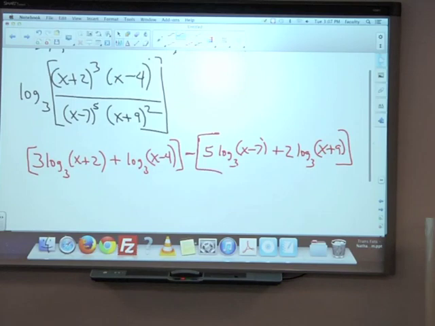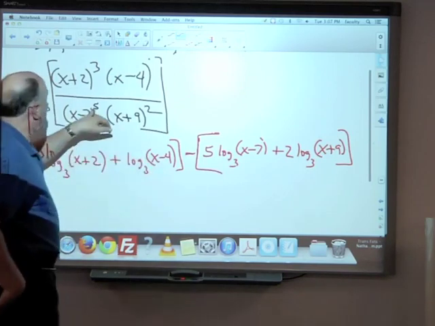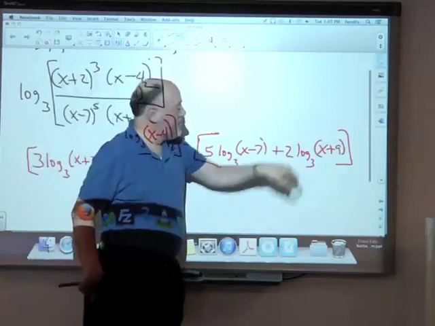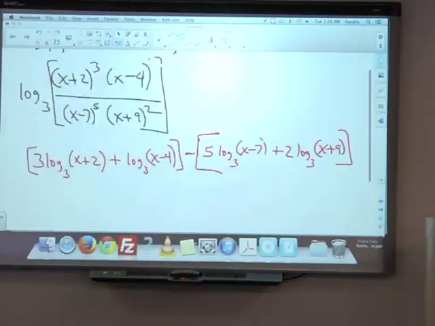Just like in my bottom terms. I had a 5 on that one and a 2 on that one. That's why there's 5 out front here, and a 2 out front there. So if it was x plus 2 to the y minus 3 power, then you would have y minus 3 out front. Yes. It doesn't really matter what it is, the exponent goes in the front. Right?